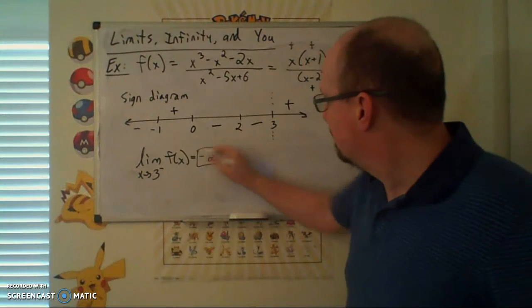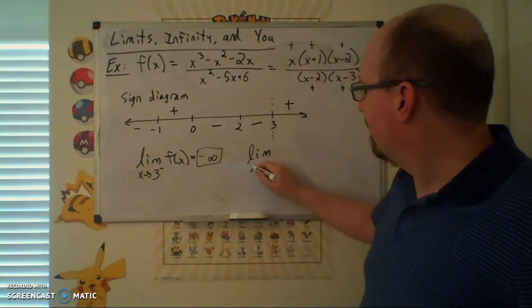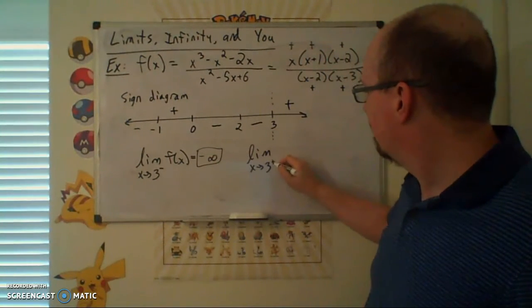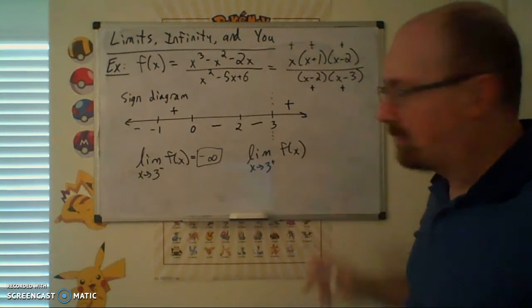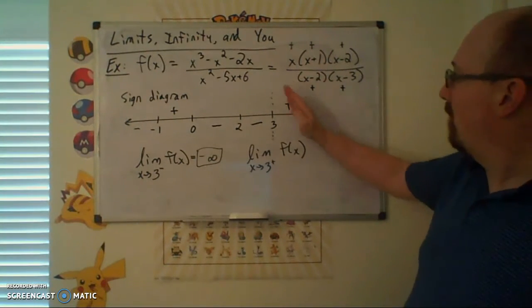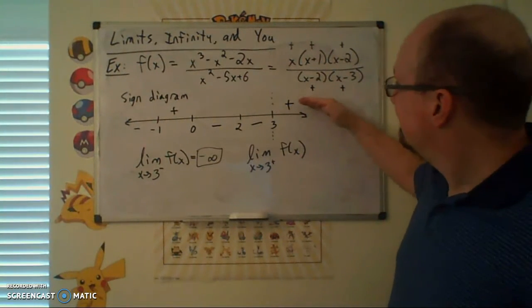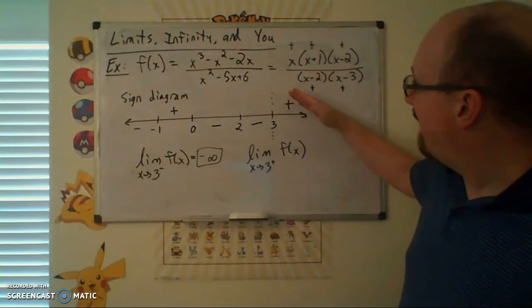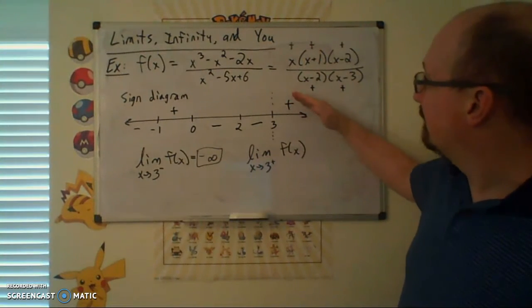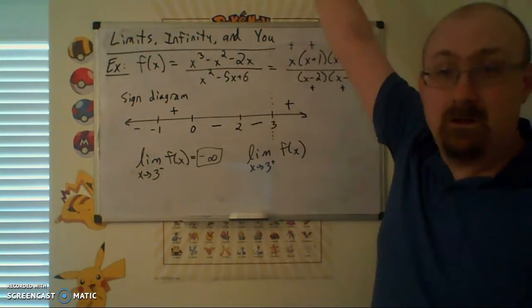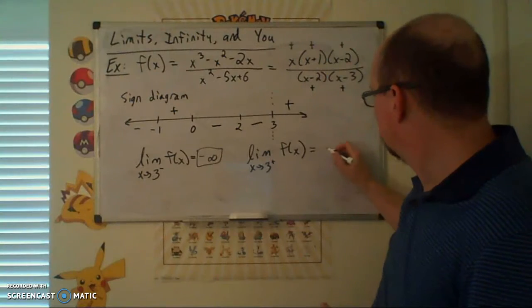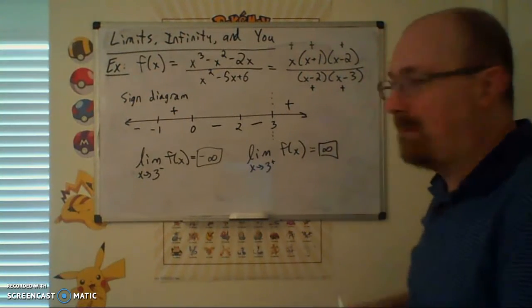On the other hand, if we approach from the right, now we're on this side, the right-hand side. We can't go across the line, but we also can't drop below the axis. That's all we can do. That is approaching positive infinity.